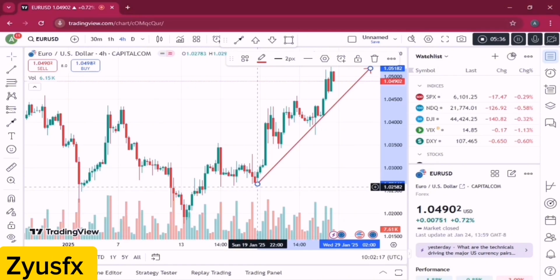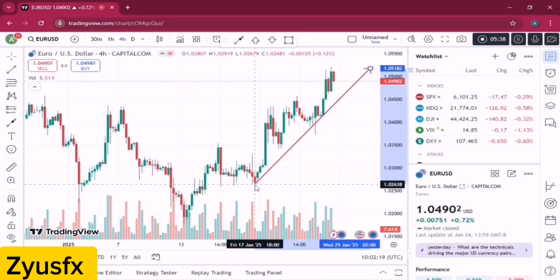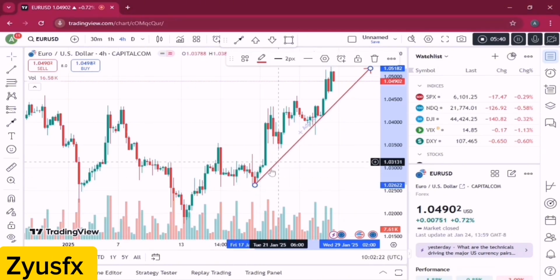You want to account for as many weak rejections as possible. So we have marked out our trend line. As you can see, whenever price gets to the trend line, price reverses. Price doesn't close strong below. This is just a weak rejection. Price does not close below. As you can see, this is a strong bullish candle once price gets close to the trend line.